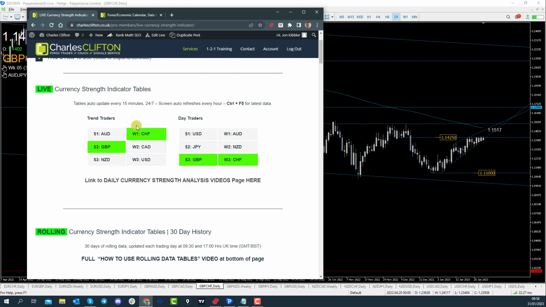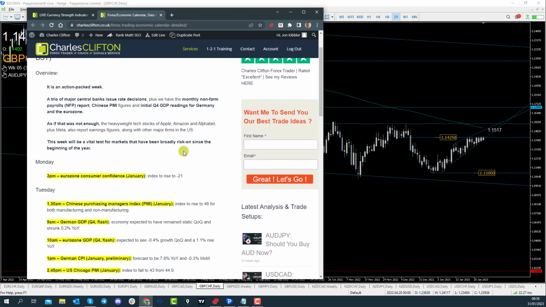And you can see the same for other currencies as well. You can see that S1 on the day traders is the dollar, where in fact it is W3 on the trend traders. You can also see Kiwi here has appeared as W2 on the day traders, but it's S3 on the trend traders. So we're having a lot of fluctuations with the currencies at the moment, and I think that's due to the type of week that we've got coming up.